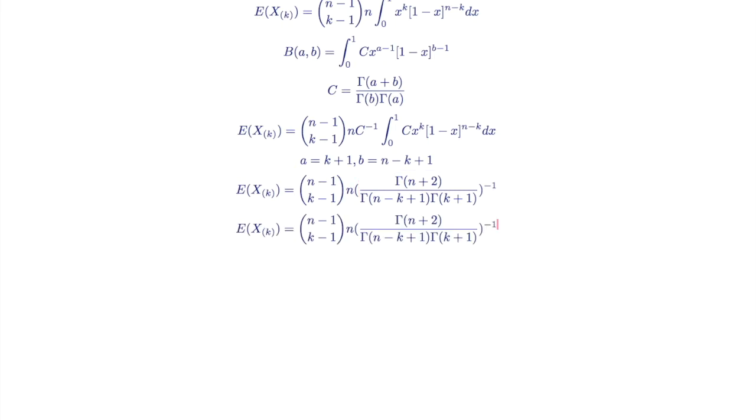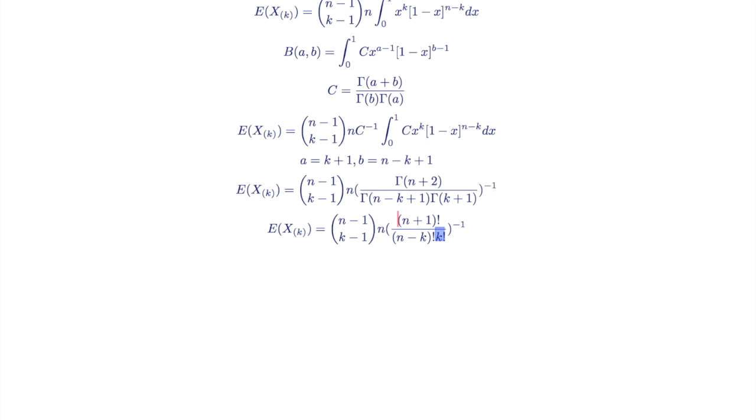Sorry, I like to do this live, so it takes a little bit longer than if I wrote it out beforehand, but it's kind of more fun to see the steps written out. So we know that the gamma function for integers is the factorial function minus 1. And so this is actually n plus 1 factorial. This is n minus k factorial. And this is k factorial. And that's all inverted. Cool.